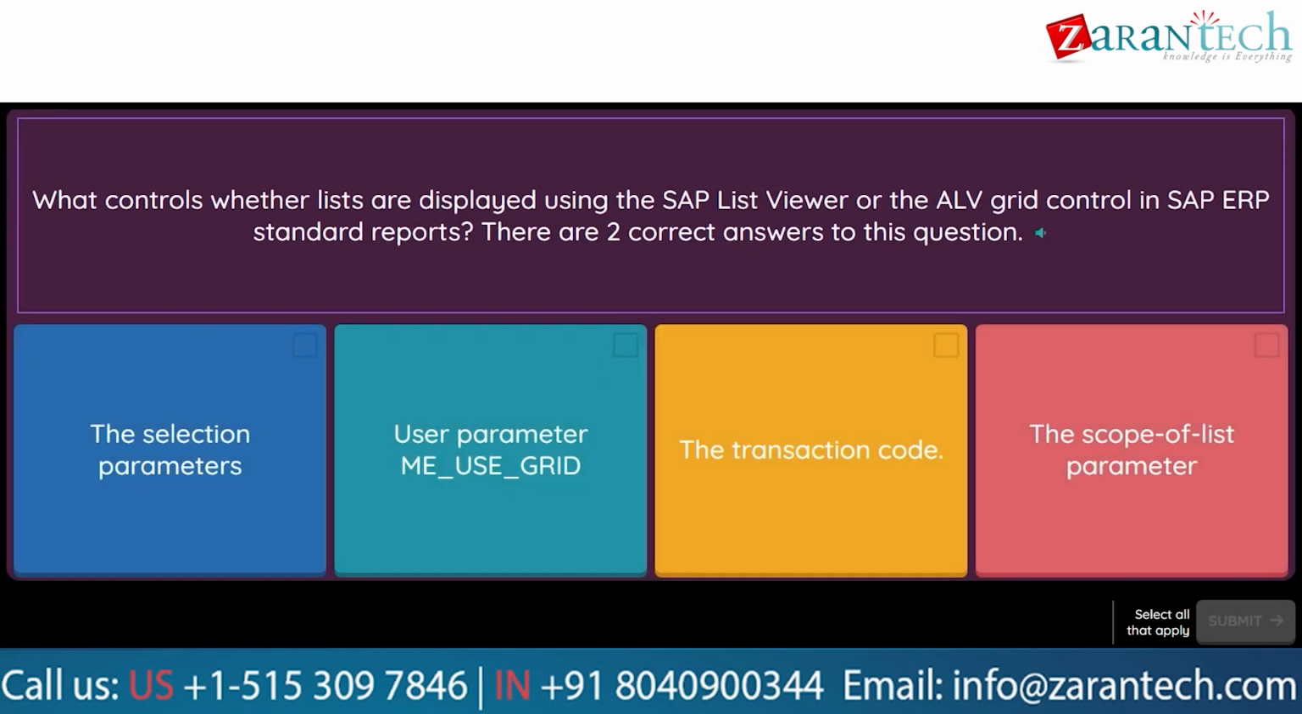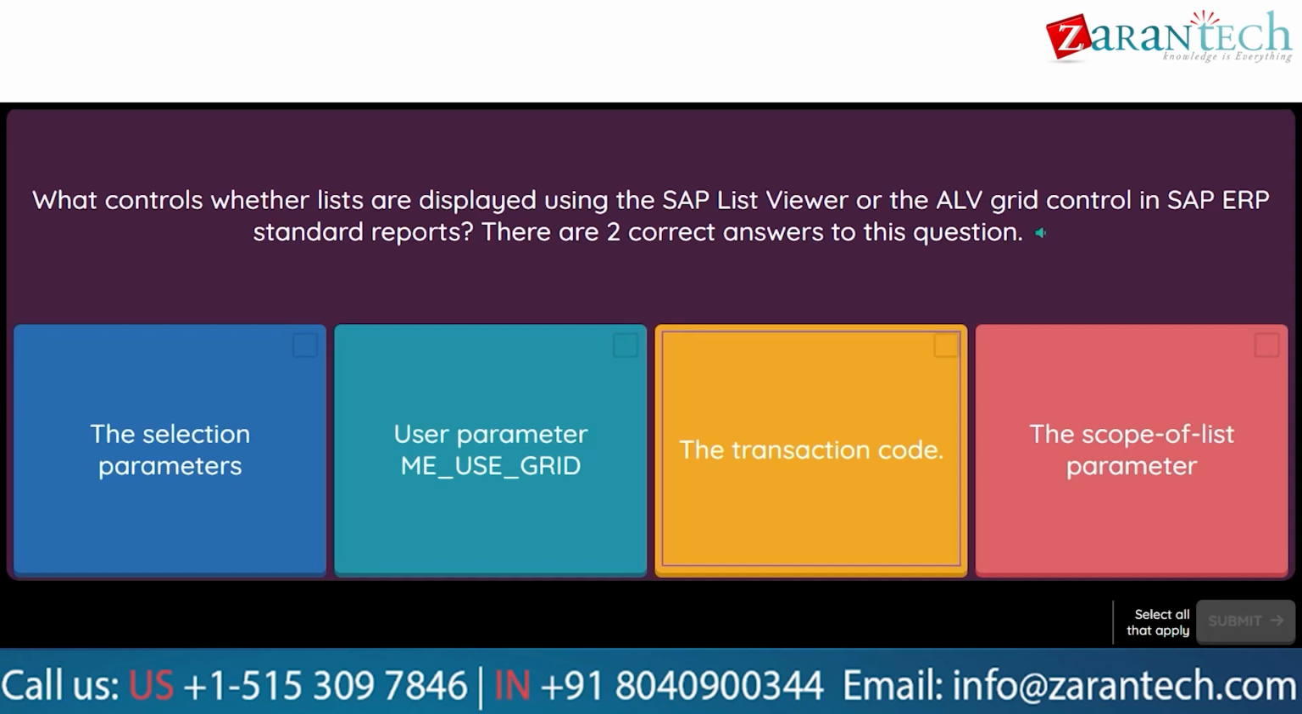Question: What controls whether lists are displayed using the SAP List Viewer or the ALV Grid control in SAP ERP standard reports? There are two correct answers to this question. Option 1: the selection parameters. Option 2: user parameter ME_USE_GRID. Option 3: the transaction code. Option 4: the scope of list parameter.